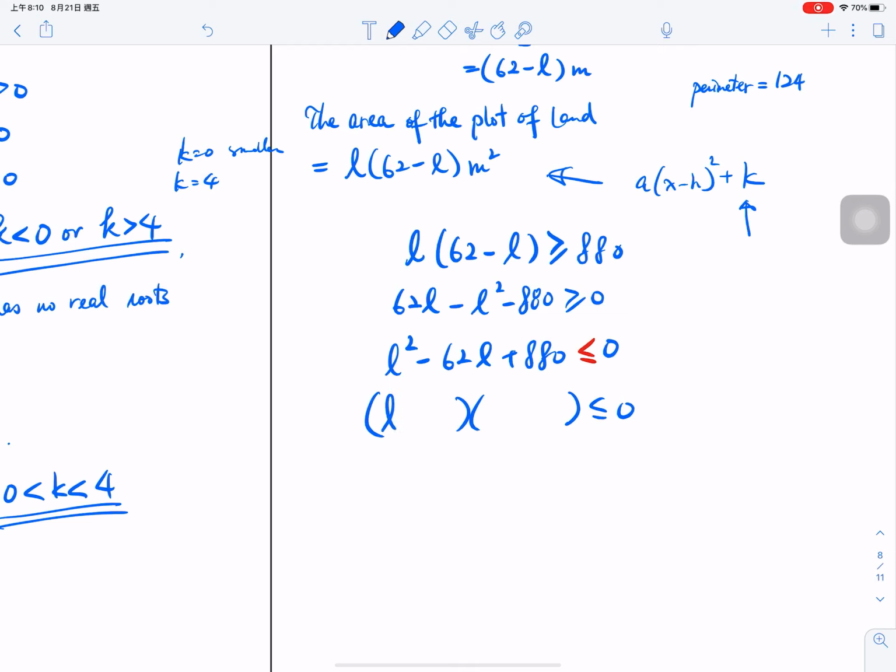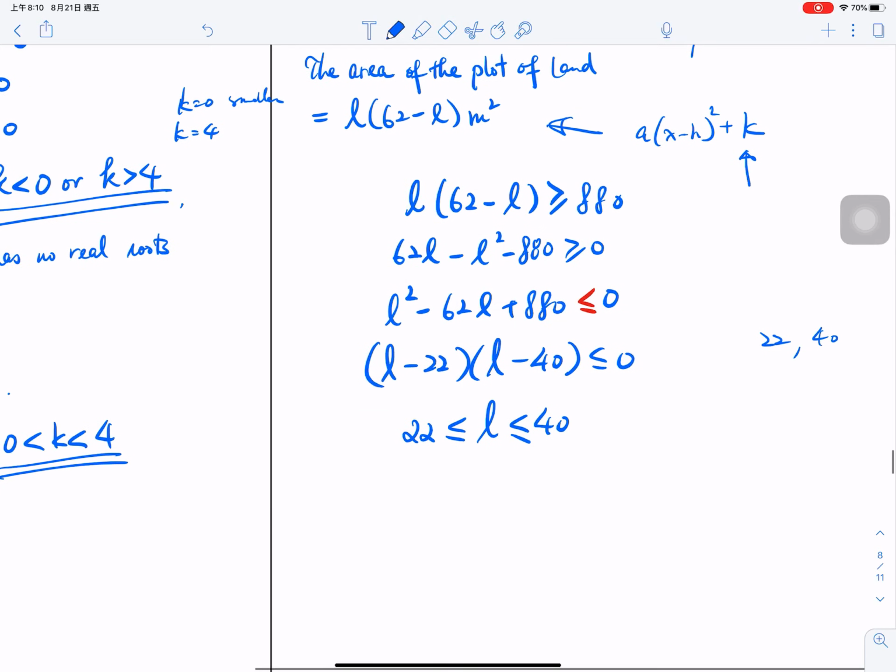Then afterward, can you factorize this one? Not difficult. You can use your calculator or factorize by yourself. And you see that this one is L minus 22 and L minus 40. So 22 and 40 are two intercepts, right? This time, two factors, positive coefficient of L squared, and smaller than or equal to 0 means in between the two values. So L is in between 22 and 40, right?